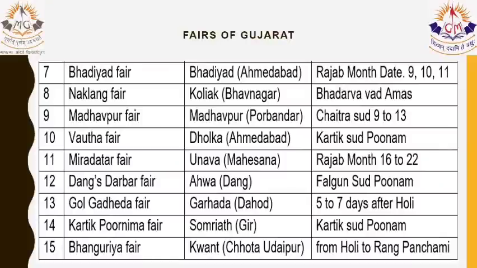Next is the Bhadiyat fair, which is held at the place called Bhadiyat, which is in Ahmedabad district. Bhadiyat fair is held during the Muslim month. It follows the Islamic calendar. It is held during the month of Rajab, dates 9, 10 and 11.